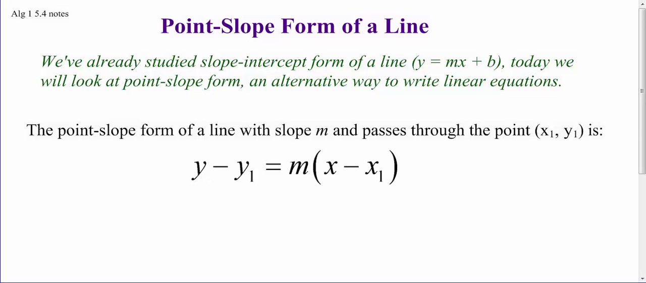Algebra 1 students, welcome to your 5.4 notes. Today we're going to look at the point-slope form of a line. We've already looked at the slope-intercept form. Today is a new form, point-slope. This is my favorite way to write a linear equation and also to graph those equations. I hope you'll find a way to appreciate it as well.